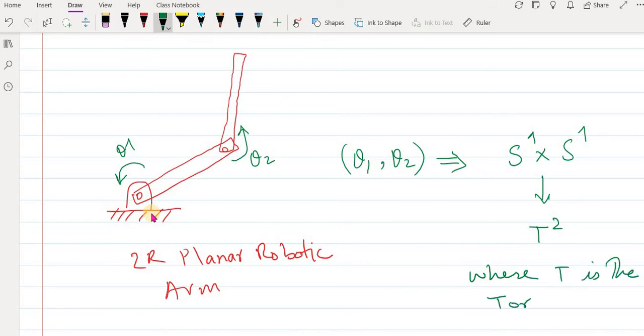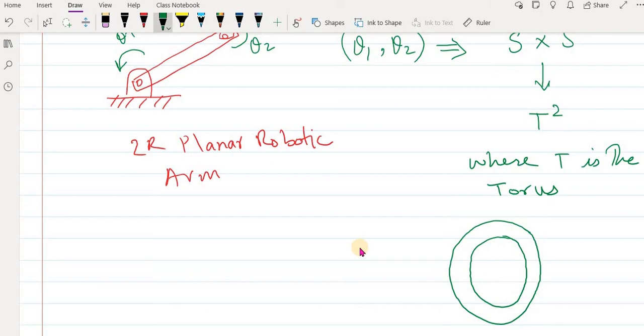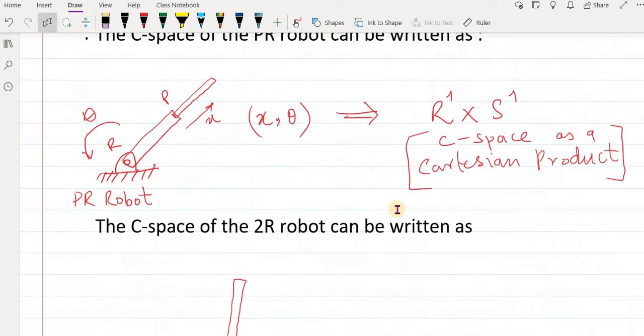Where T is the torus. And you know how the torus looks? It looks something like this, like a donut. So this is how a torus will look. This will be your C space for the torus. So the C space of this 2R robotic arm will look like this. So it's a torus. And your PR robot can be represented by this Cartesian product here.